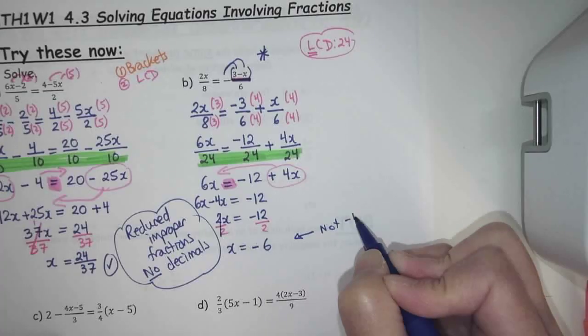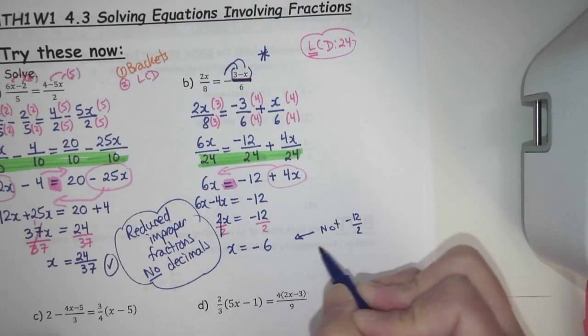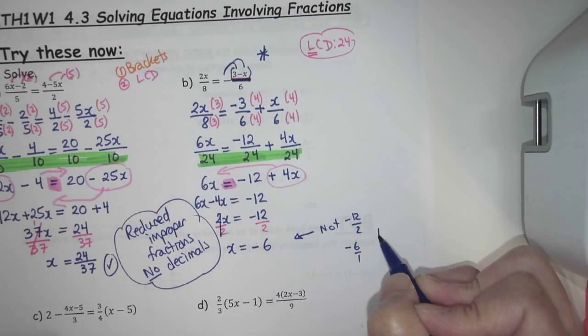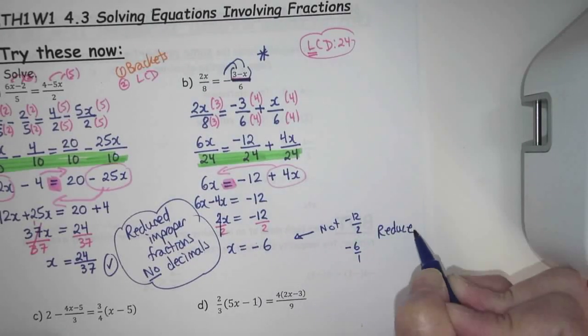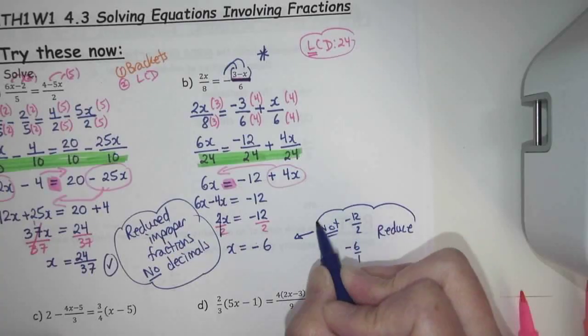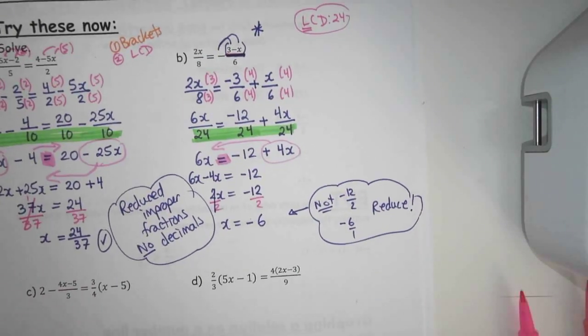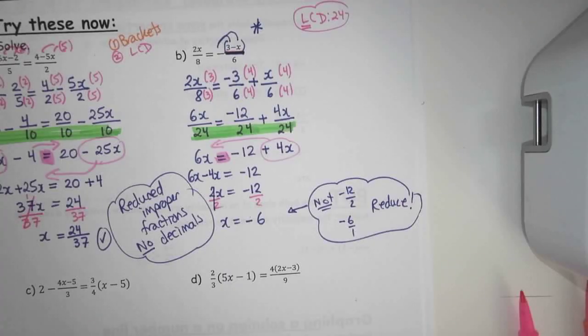Don't write negative 12 over 2. No. You want to reduce it. And not negative 6 over 1, right? So always reduce. You would reduce it to an integer if you can possibly do that.